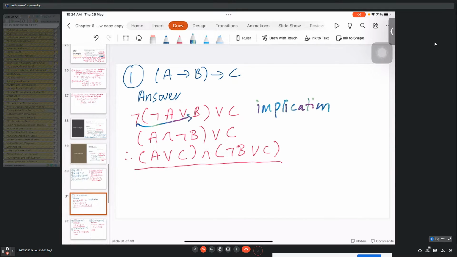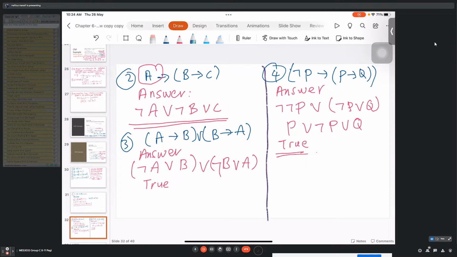Okay. And then for answer number two, here we have A implies open bracket B implies C. And then we have negate A or negate B or C. Okay, we put the implication and then we get the answer.